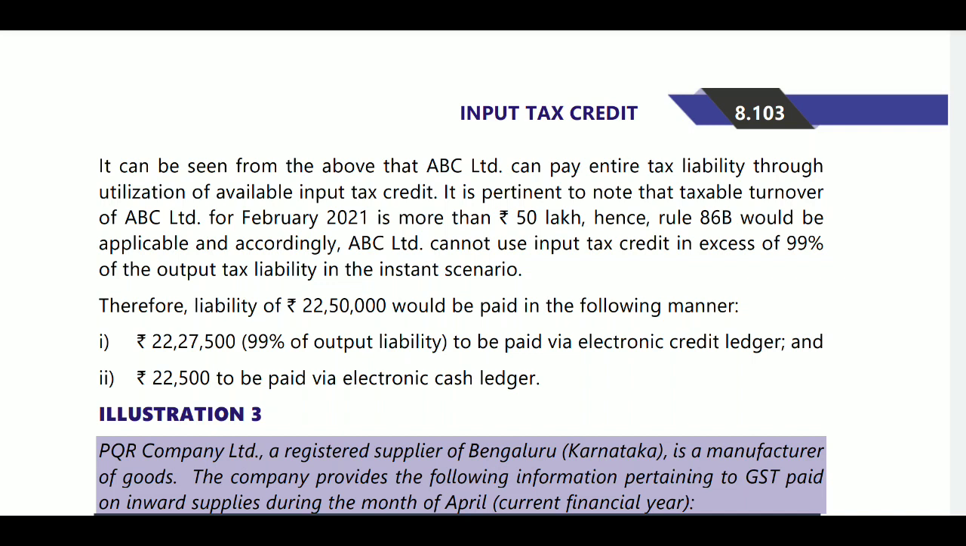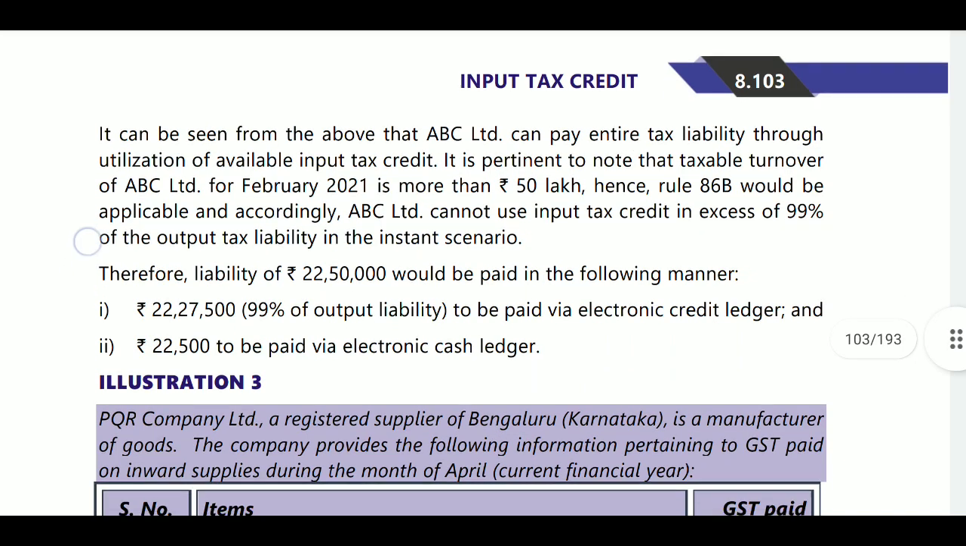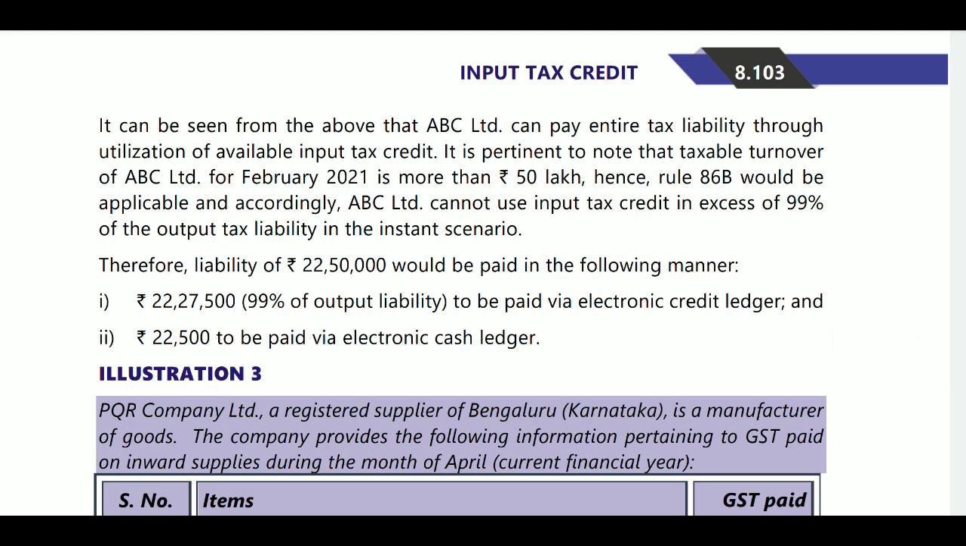Rule 86B, what does Rule 86B say? Here Rule 86B tells that ABC Limited cannot use ITC in excess of 99% of output tax liability in the instant scenario. Therefore, the output tax liability of 22 lakhs 50,000 is paid in the following manner: 22 lakhs 50,000 into 99%, that is 22 lakhs 27,500, and the remaining amount is paid through cash ledger.